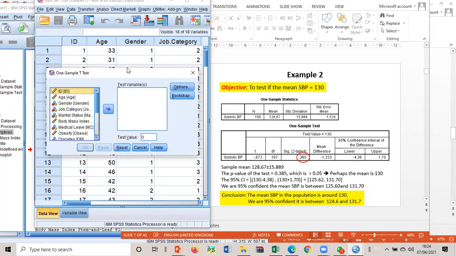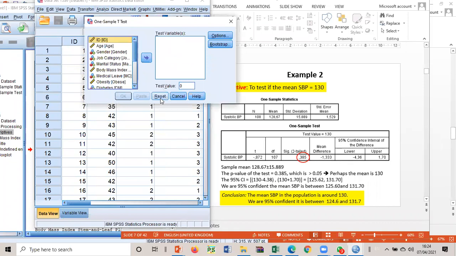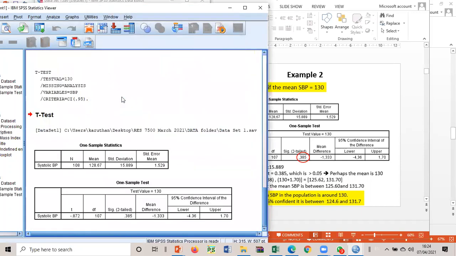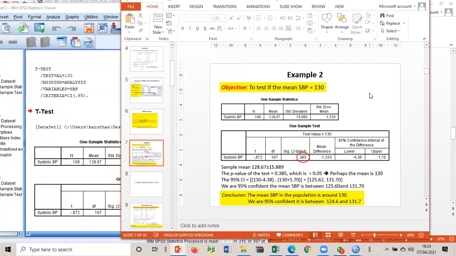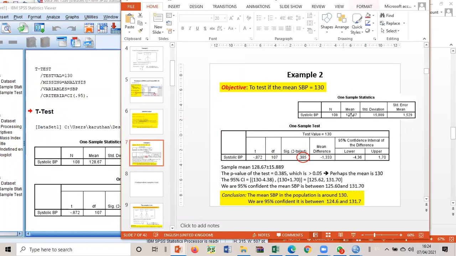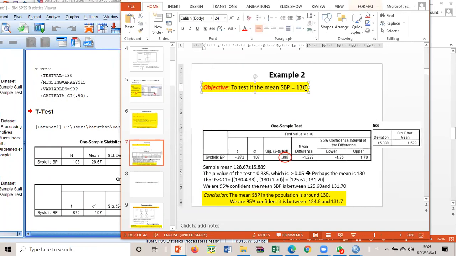Click reset, throw everything out. Then which variable? SBP. What's the test value? 130. Click OK and look at the results. Okay, what's the objective? To test if the mean SBP is 130.